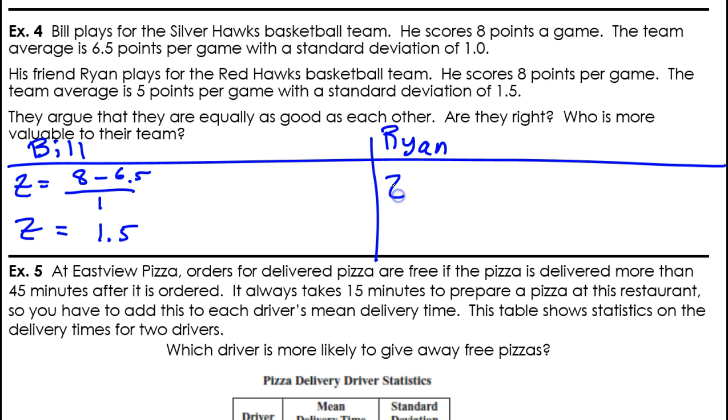Now let's see, what about Ryan? Ryan also scores 8 points per game. The average points on his team is 5 points, with a standard deviation of 1.5. What does this come out to be? 2. So that dominates even more. That's 2 full standard deviations better than the average teammate. So clearly Ryan is more valuable to the team because he has the higher z-score, 2 standard deviations above average.